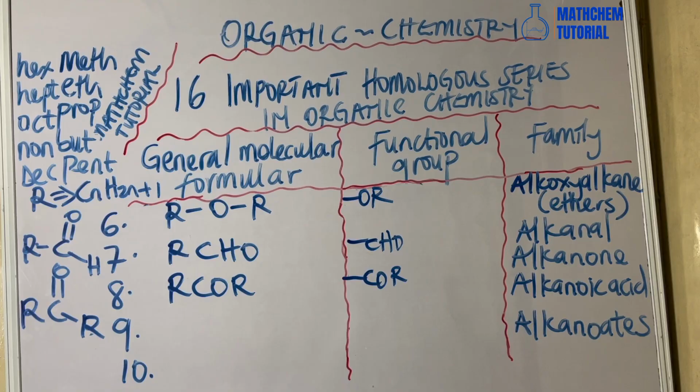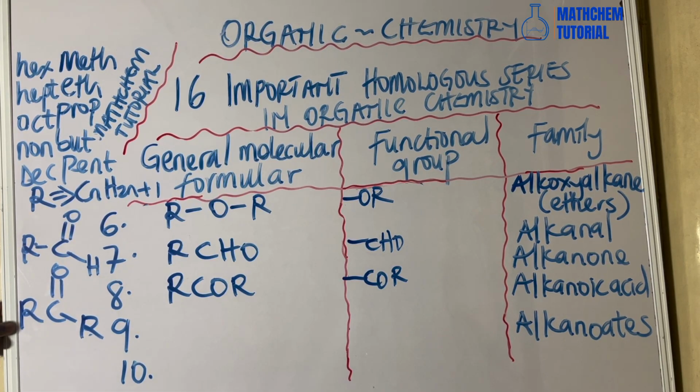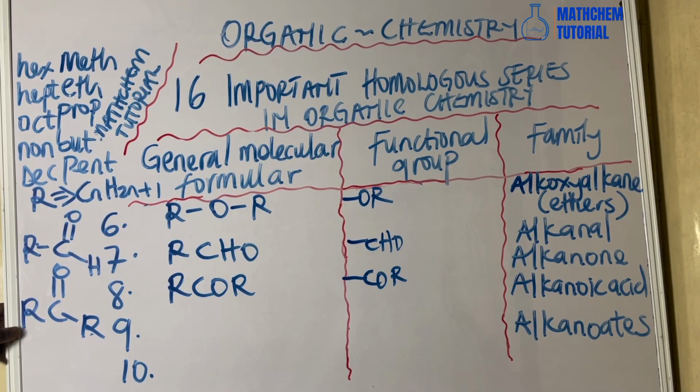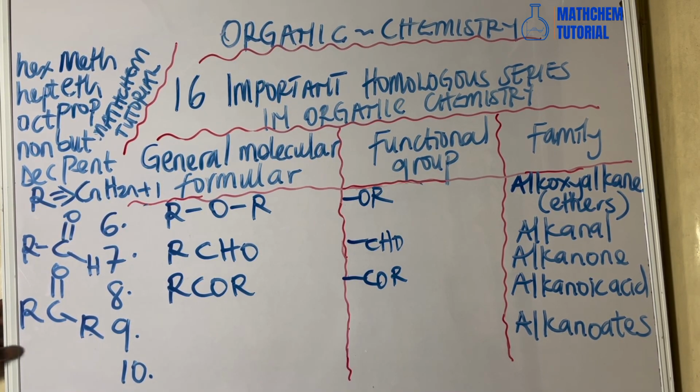So what is going to be the name for that? If we count the number of carbon we have here, that's 1. Combine it with this one, 2. Combine it with this one, that's 3. So that's going to be propanone. Propanone. You understand? So that's okay.